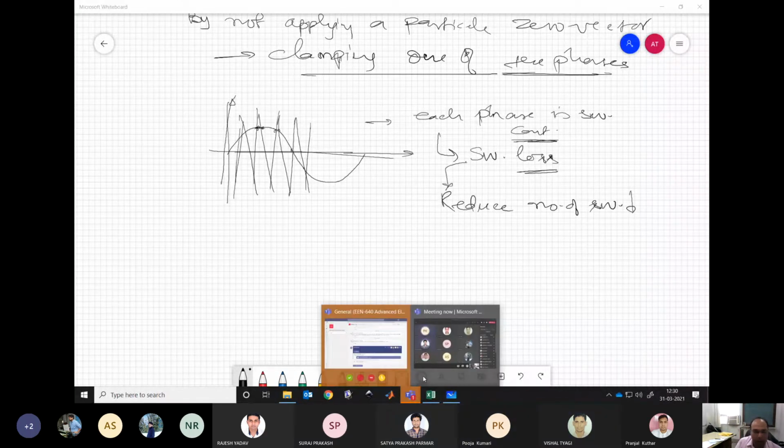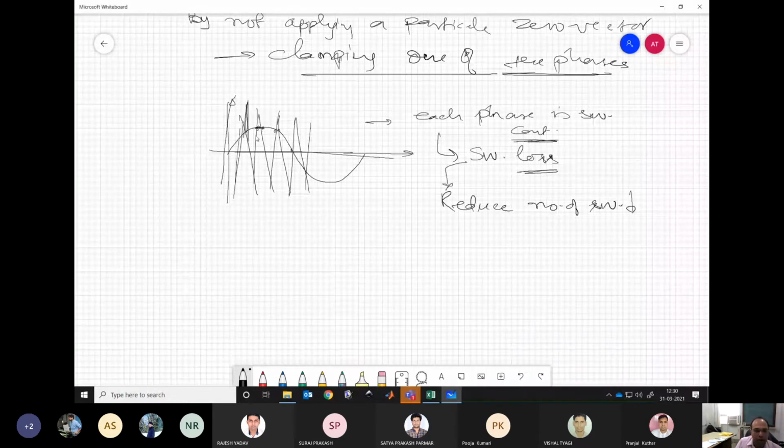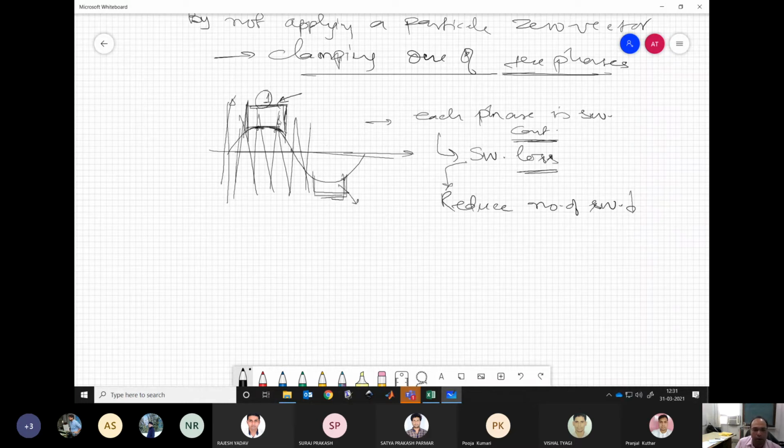So clamping means what? Let us say for this duration, if I forcefully make my modulating signal like this, clamped to the maximum value 1, this particular phase, R, Y or B, whatever, will not switch in this duration, which means some amount of switching I have avoided. So both symmetrically, if we are doing it for the positive peak, we will do it for the negative peak as well. So then we will avoid some duration over which the switching will not happen.